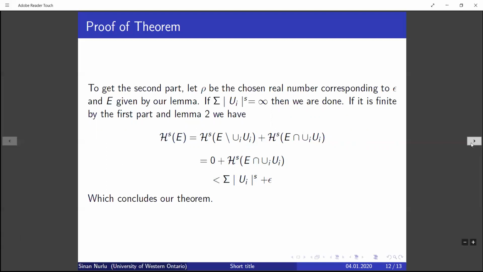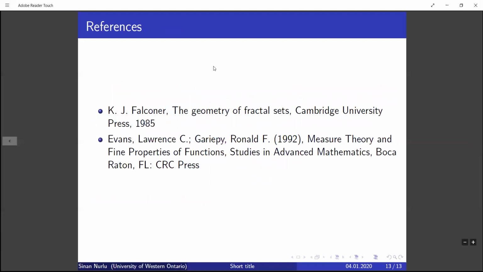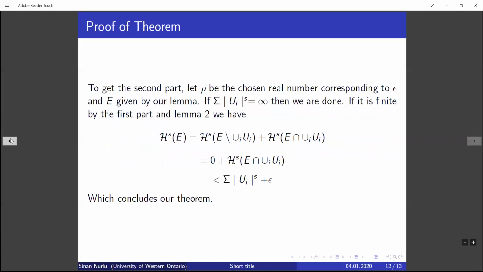All right. So here are the references I mostly use for this presentation, but I mainly use the first reference, Falconer, The Geometry of Fractal Sets. And that concludes my presentation.